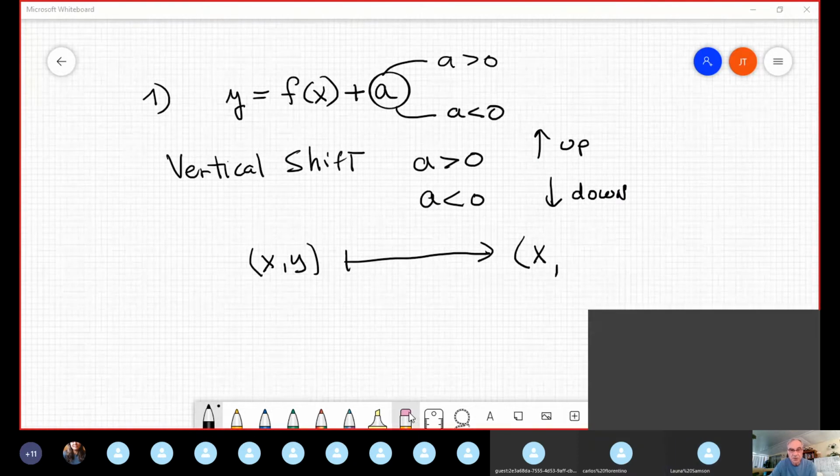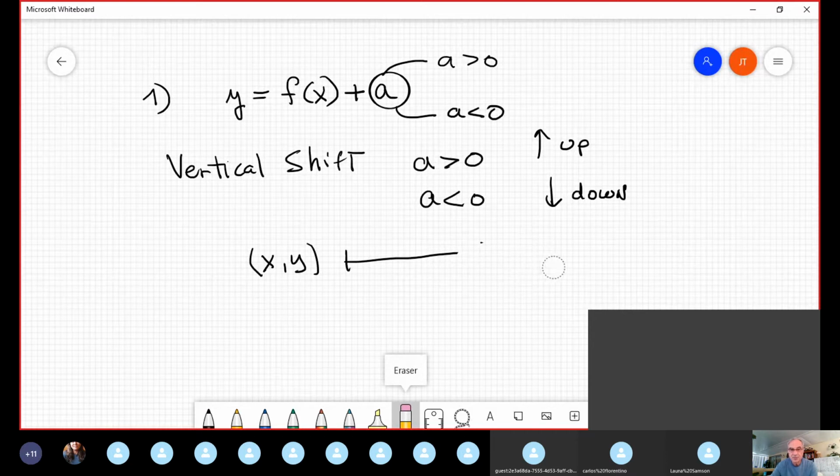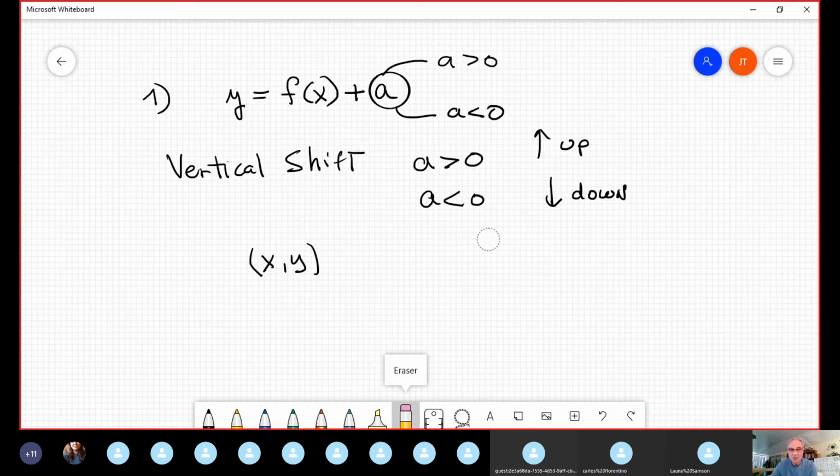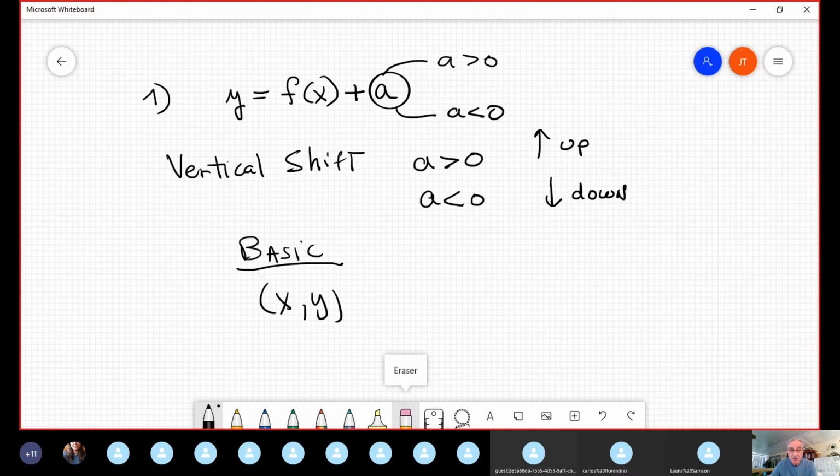Yes, okay. The thing I tried to explain was, let me erase everything except the last part. I tried to explain why the motion is vertical, why the motion is up or down. The reason is, suppose in the basic function we have one arbitrary point, I call x comma y. And in the new one, when you do a transformation, x stays the same because you are adding a in the y value, not in the x value. So you are adding here, inside the parentheses.